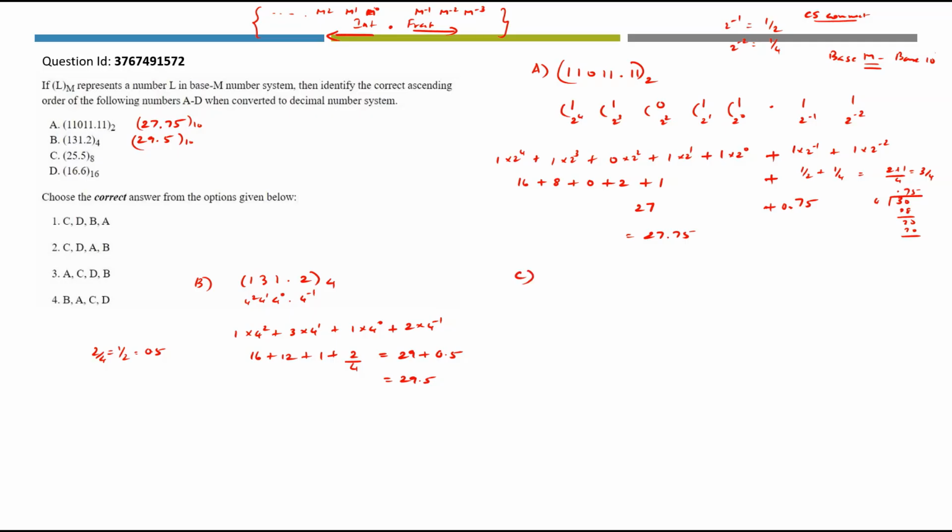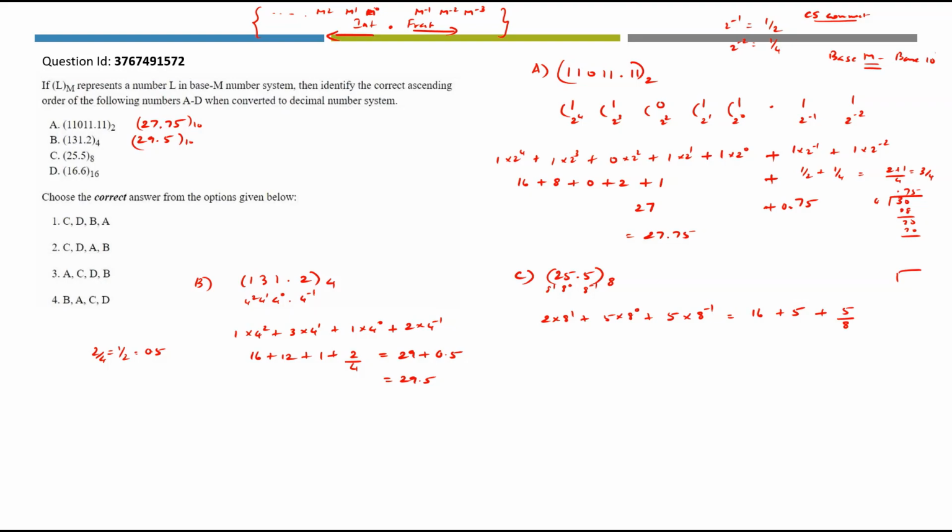What about C? We have 25.5 to the base 8. So this is 8 power 0, 8 power 1, then this is 8 power minus 1. 2 into 8 power 1 plus 5 into 8 power 0 plus 5 into 8 power minus 1. This will be 2 into 8, which will give you 16. 5 into 8 power 0 is 5 into 1, which is equal to 5. This will be 5 by 8.